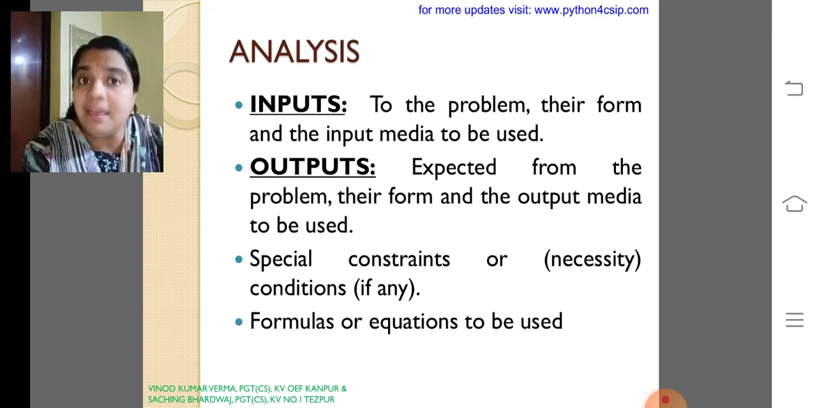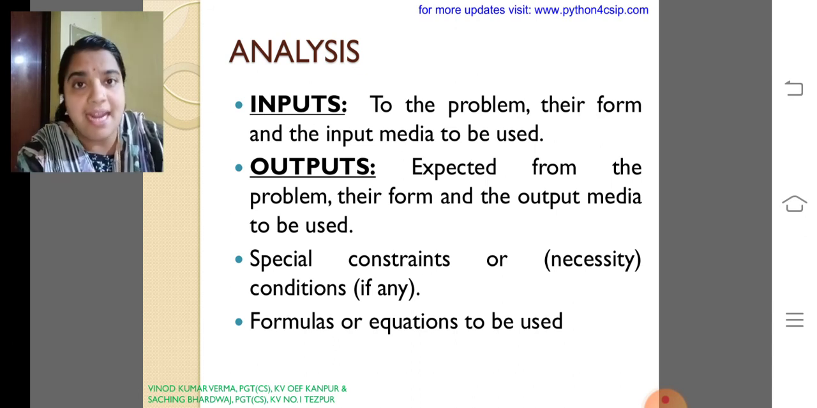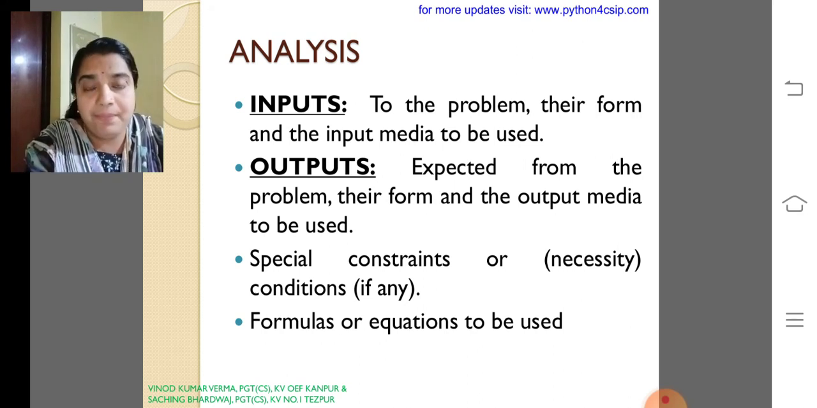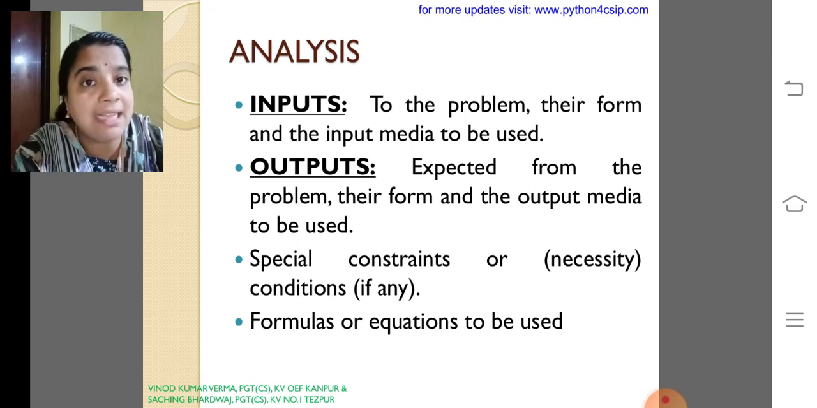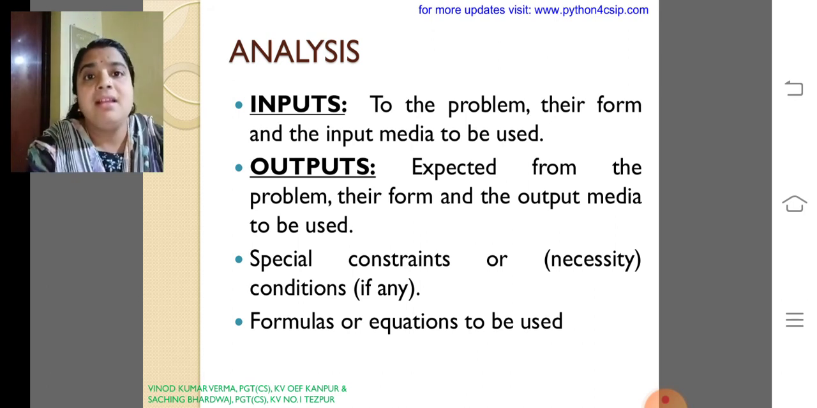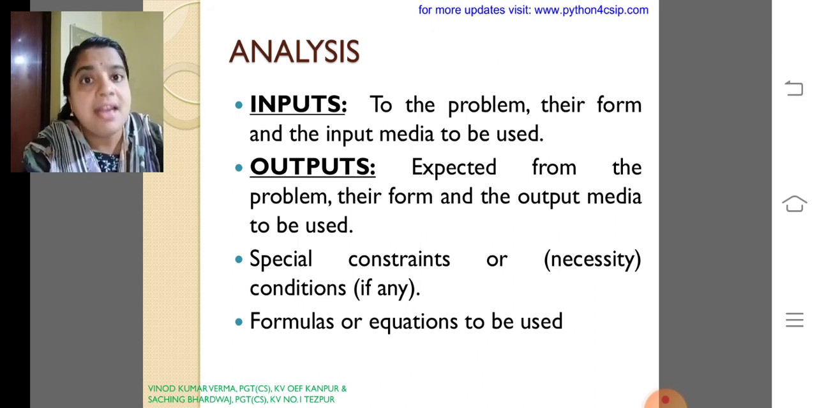What are the inputs I said? I had given the inputs as the numbers, the odd numbers from 6 to 12. The output is nothing but the square. The formula, that is number into number. So this is the analysis we should be aware of while we are getting any problem and its solution.